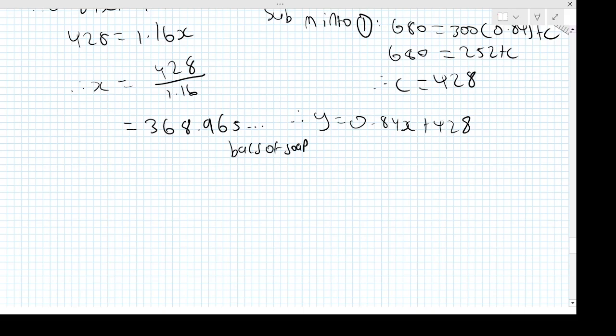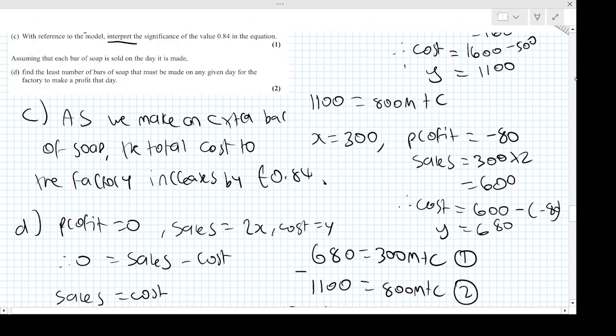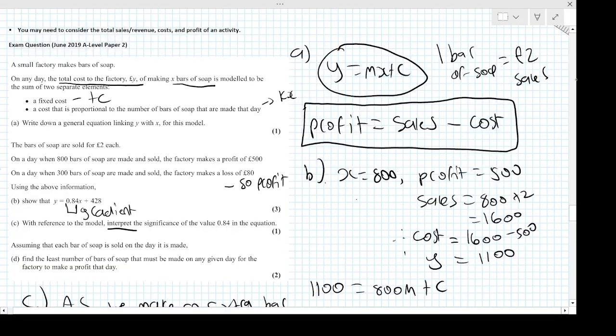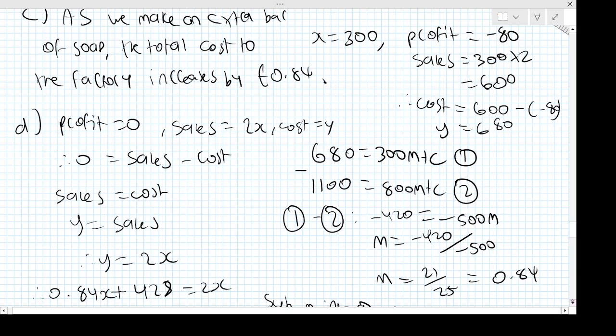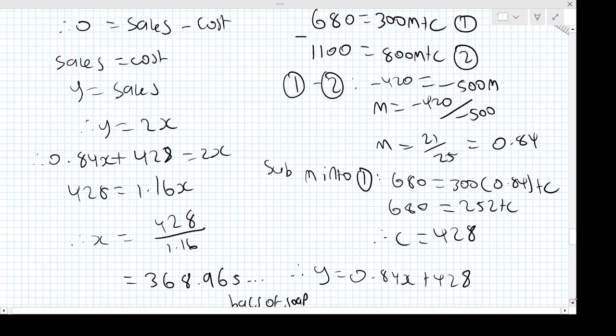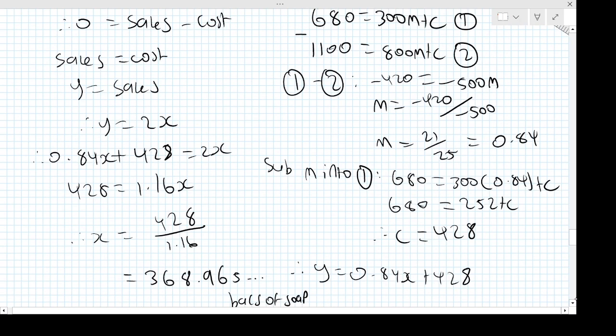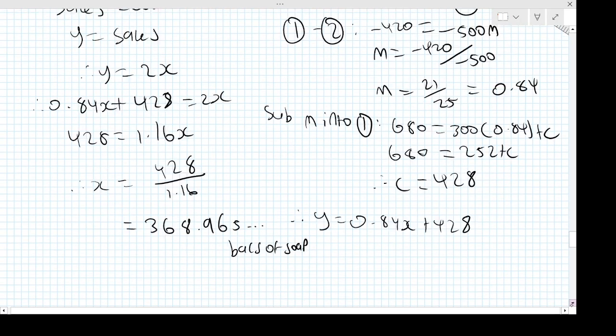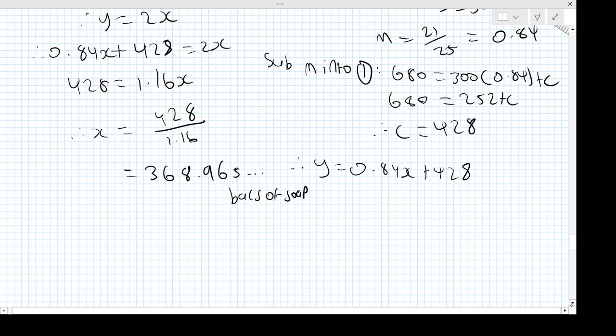However, what's the question saying? Find the least number of bars of soap. Well, that's it then. That's the number of bars of soap where it makes zero profit. So that'd be the least number of bars of soap needed to make a profit, okay? But the only issue is, this is a nasty decimal. You can only have a whole number amount of bars of soap, right?